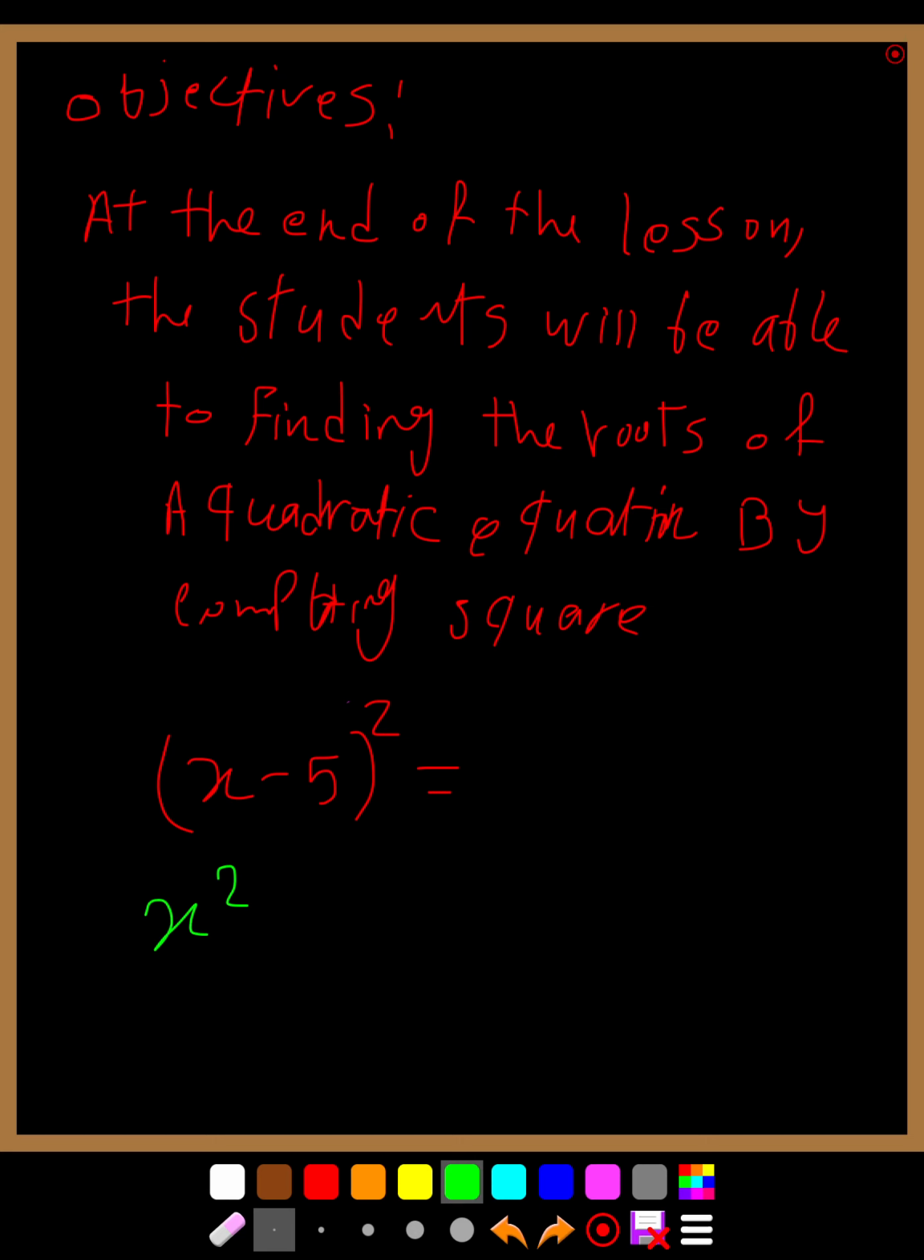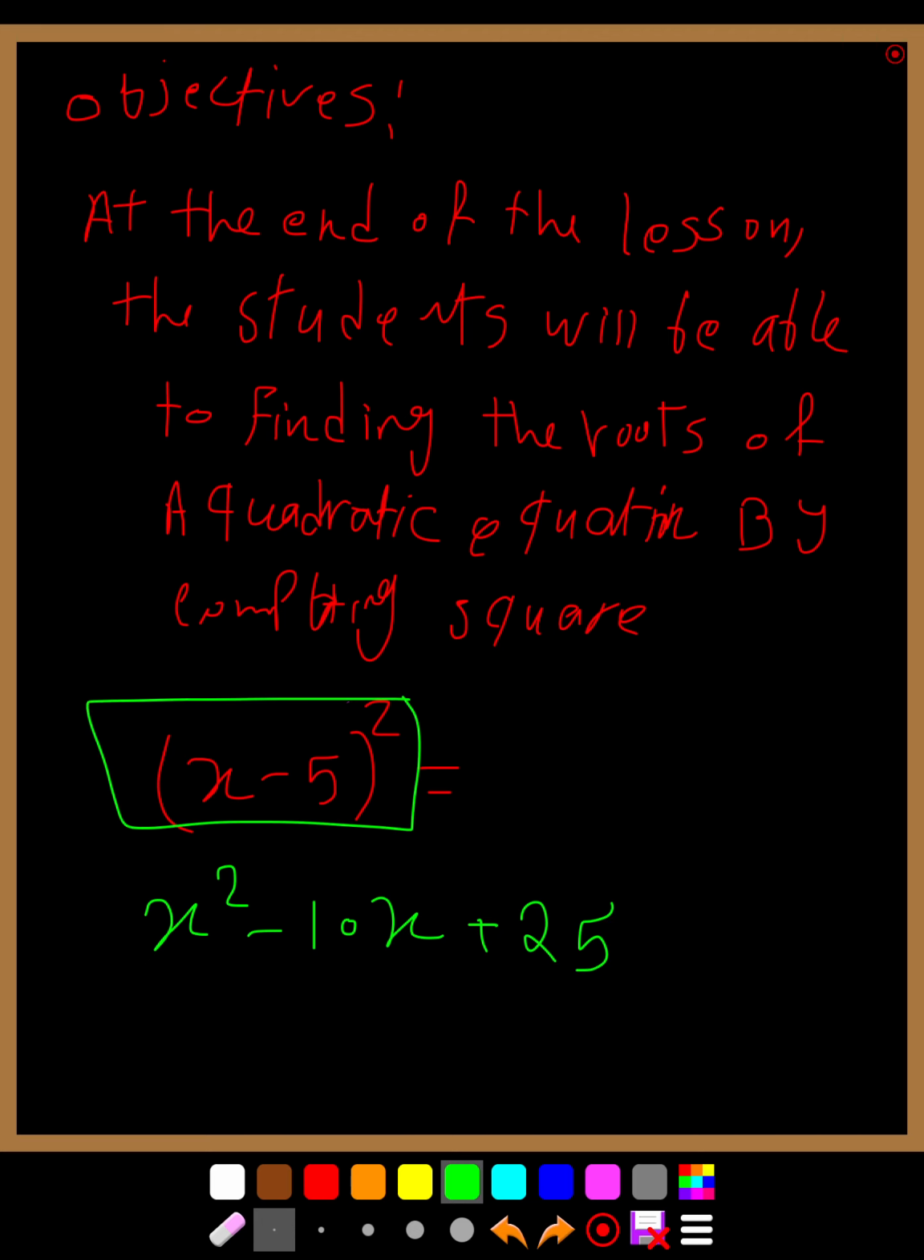How can you find the second term? You multiply the first by the second by 2: x times minus 5 times 2 is minus 10x. And be sure, in a perfect square, the third term is positive, because minus 5 times minus 5 is 25. So that's what we call a perfect square.